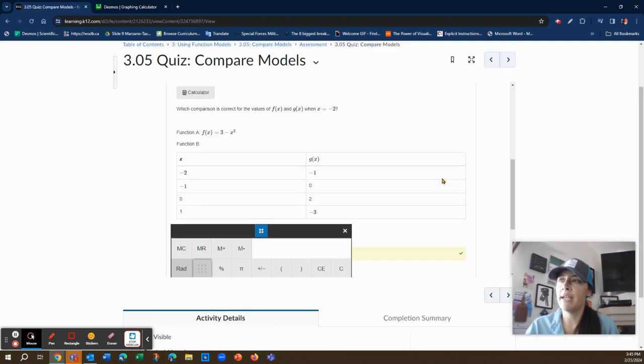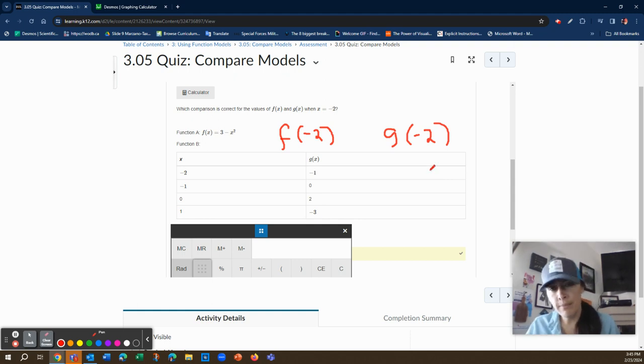Okay, so here we have our calculator, and we need to think of what does it mean when x equals -2? Well, that means we're going to substitute -2 in to x, right? So we need to do f of -2, and we need to compare it to g of -2. Comparison usually says greater than, less than, or equal to. Which one's larger, which one's smaller? Are they the same? That's typically what we mean. But it could be something else. Your answer choices will be a clue.